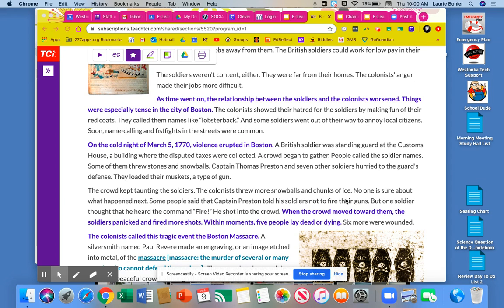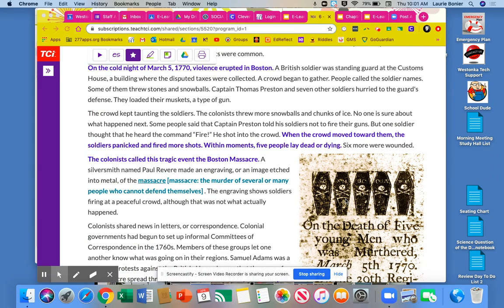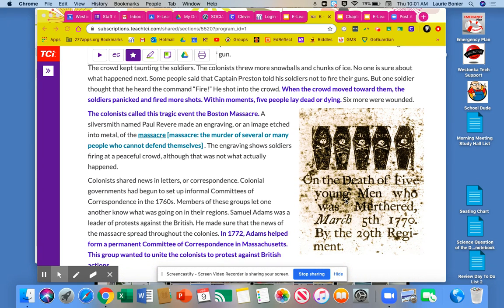There was a British soldier who was on guard standing outside the British Customs House, which is where the taxes were collected. He was standing guard, and a crowd began to gather. They were calling the soldier names. They were throwing snowballs and stones at him. They were just really treating him poorly. Eventually, the guard got other soldiers to come and help defend him, so he wasn't being picked on. And the crowd kept taunting him and the other soldiers, and the crowd of colonists grew bigger and bigger until they started moving in on the soldiers.